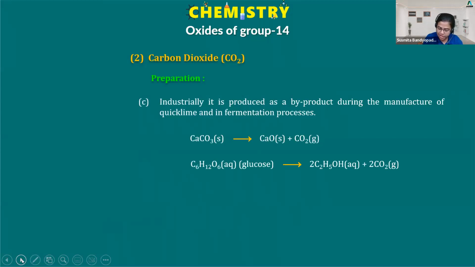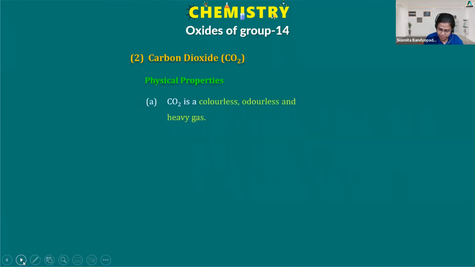Now glucose in the presence of yeast undergoes fermentation and produces ethanol plus CO2. CO2 is a colorless, odorless gas, denser than air, and shows brisk effervescence. You open aerated drinks or soda bottles, you have seen this.